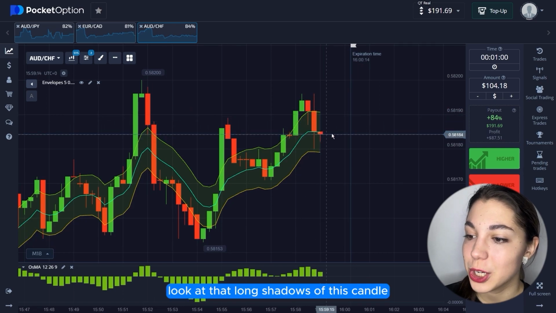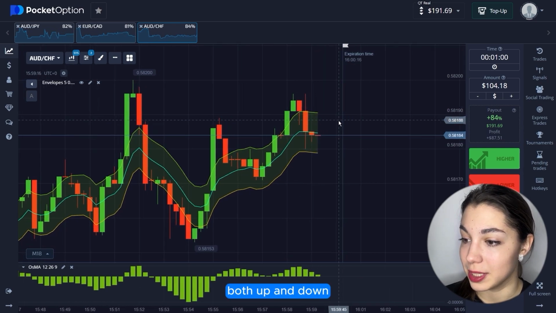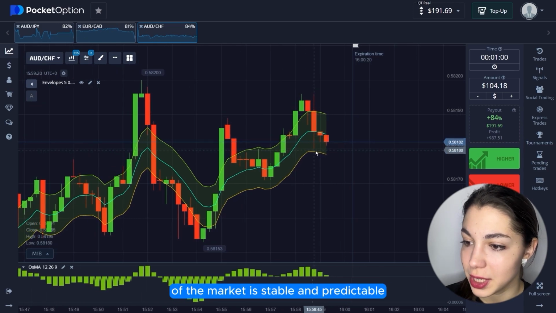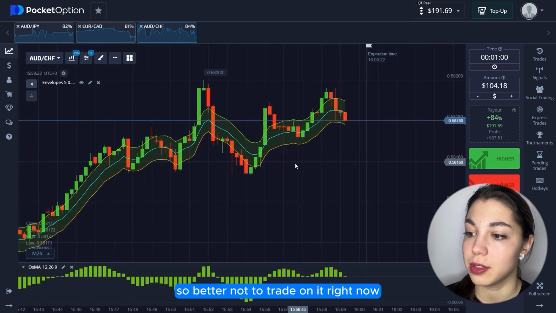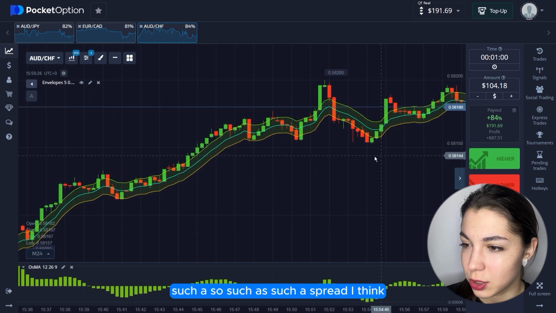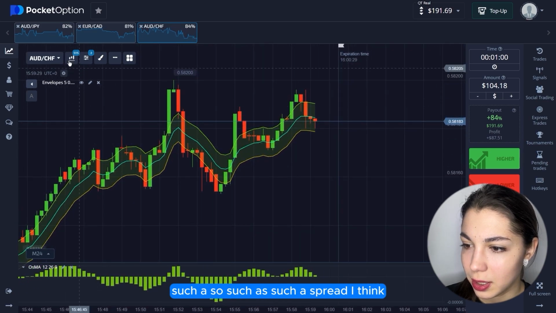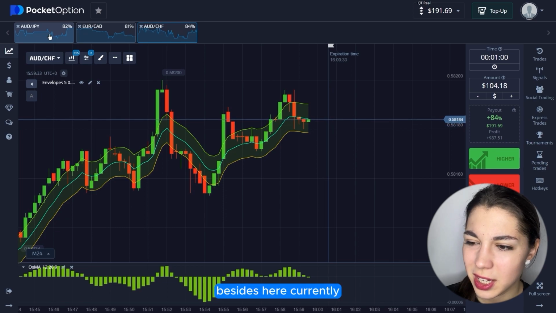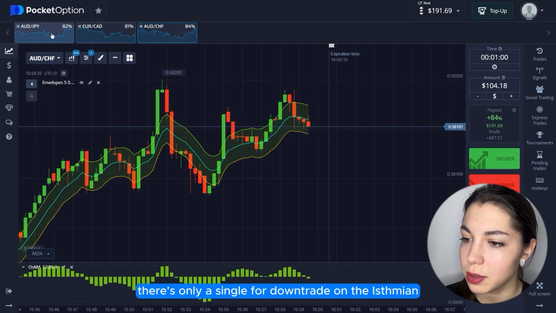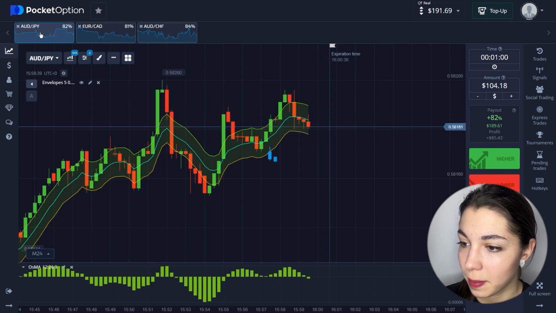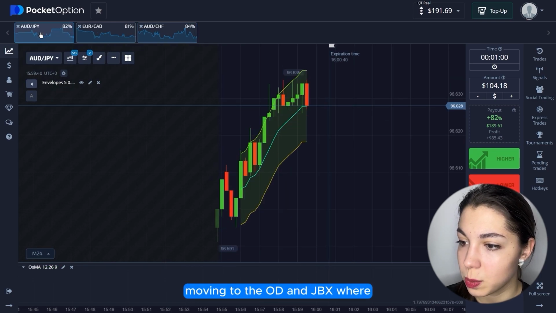Look at the long shadows of this candle, both up and down. Such a spread tells us that the market is unstable and unpredictable, so it's better not to trade on it right now. Let's move to another pair then. Besides here, currently, there is only a signal for a downtrend on the ESMA and nothing more.